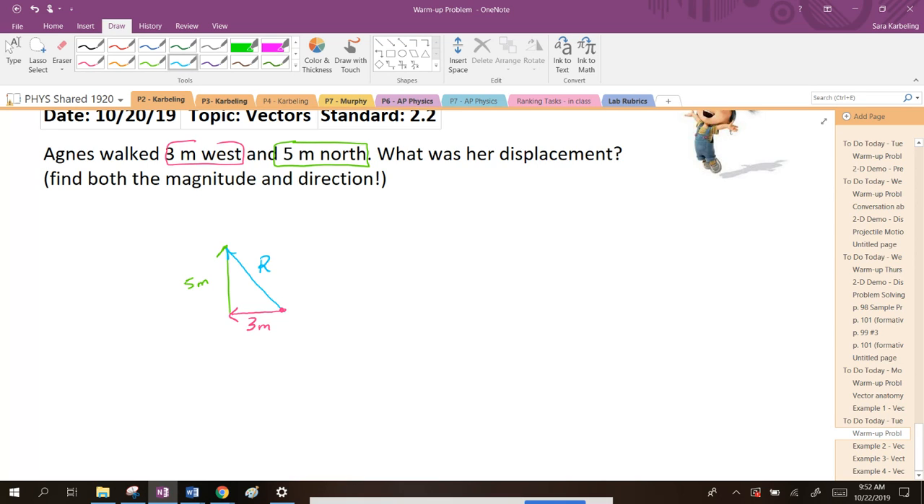I need to know both the magnitude and the direction of that. Let's do magnitude first. How are you going to do it? Yeah, go for it. The Pythagorean theorem. You can use the Pythagorean theorem, right? You have a nice little right triangle here. So we will do 5 squared plus 3 squared equals R squared.